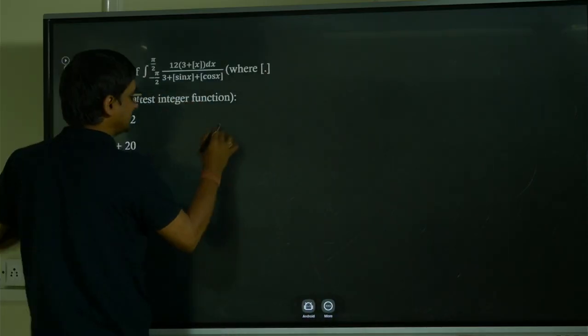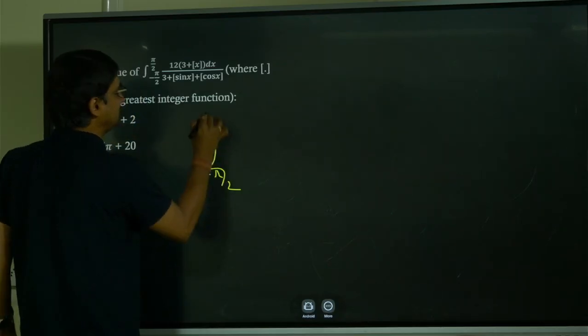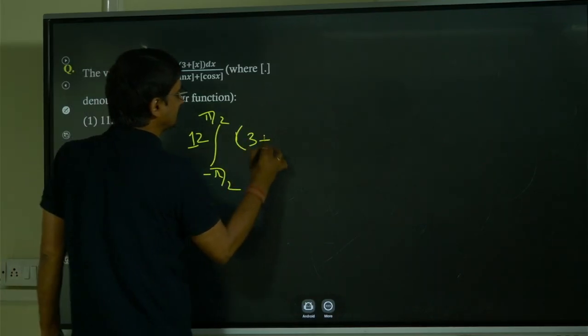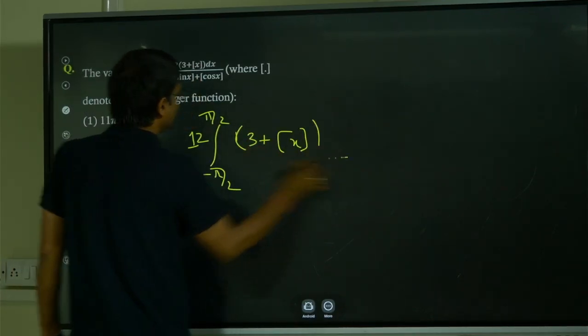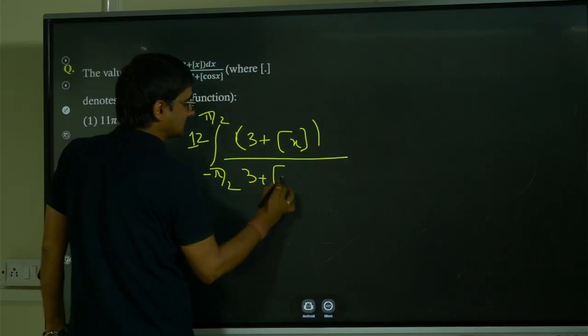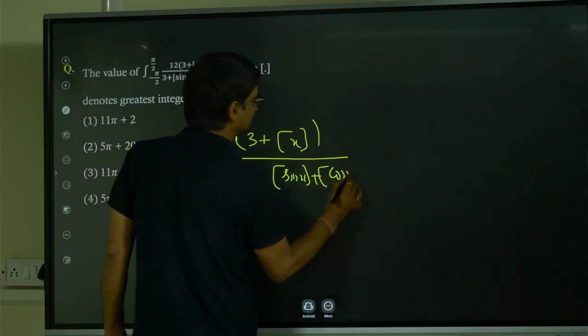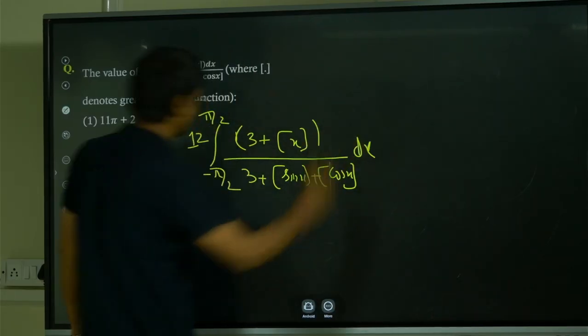Now this seems to be a bit better one. Better means a bit different one. So I can take 12 out. 3 plus greatest integer of x over 3 plus box of sin x, greatest integer of sin x, greatest integer of cos x dx. Okay, we have to evaluate it.